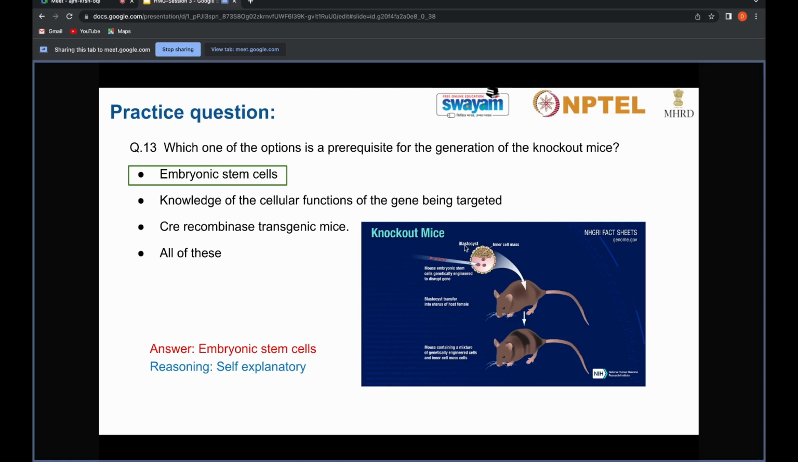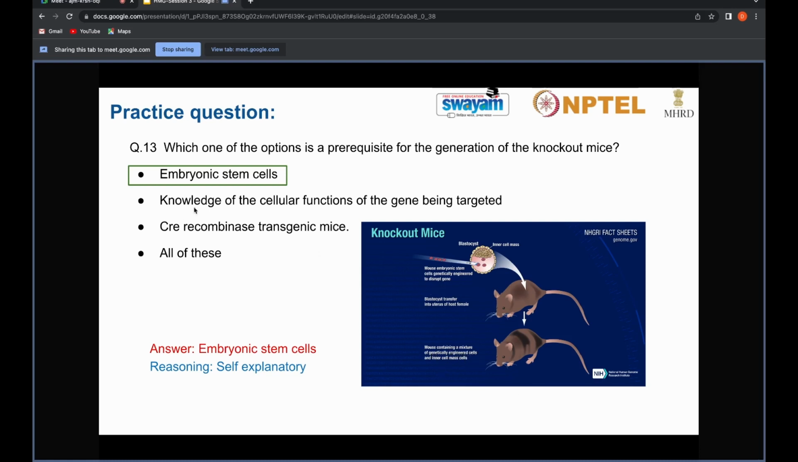So here I've shown you how the knockout mice are generated. It is a blastocyst and these are the inner cell mass. From here, the mouse embryonic stem cells are genetically engineered to disrupt the gene. In this, the gene is being disrupted, it is removed, as it is a knockout mice. Now this blastocyst is transferred into the uterus of a host female where it will develop, and the mouse contains a mixture of genetically engineered cells and the inner cell mass.